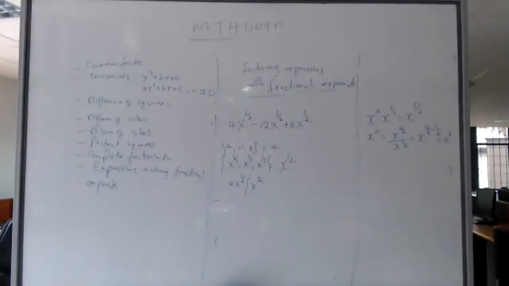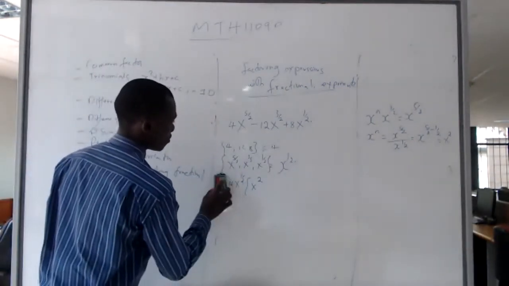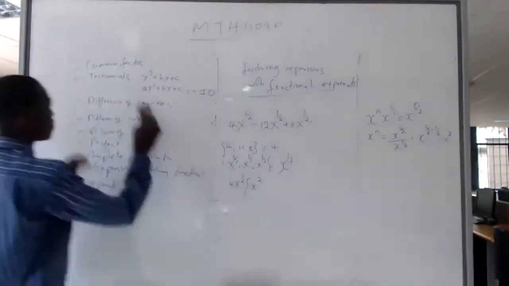Go ahead. Someone had a question. Please repeat, sir. I don't understand. From which part? From the 4 power 1/2. Okay. No, sir, start from the beginning, please. From the beginning. From here.